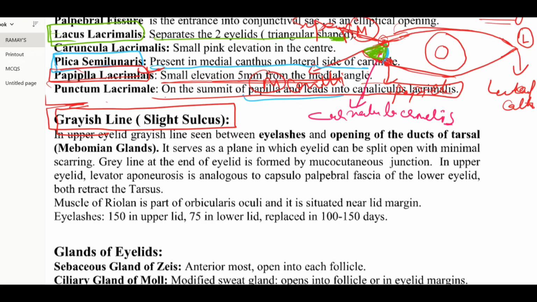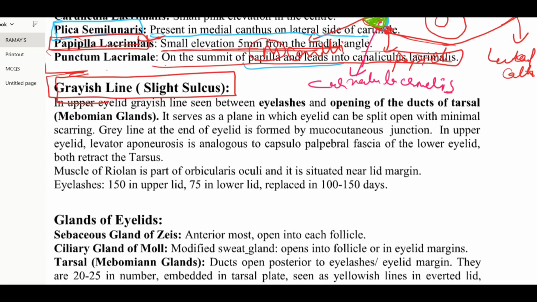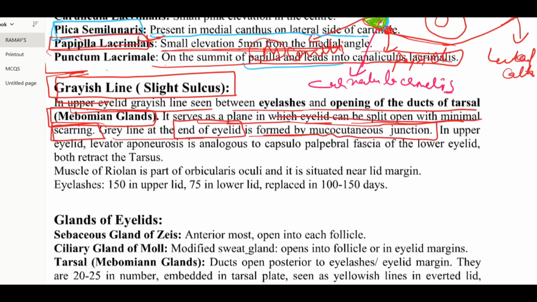So let's read about the gray line from Ramey. In the upper eyelid, it is a grayish line between the eyelashes and the openings of the ducts of the tarsal glands, also known as the Meibomian glands. It serves as a plane in which the eyelid can be split open with minimal scarring. I have already told you that this gray line is an important structure during surgery. The gray line at the edge of the eyelid, a very important point asked repeatedly in MCQs, is formed by the mucocutaneous junction.